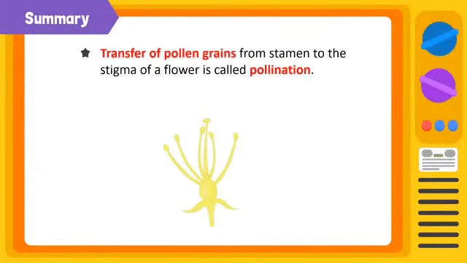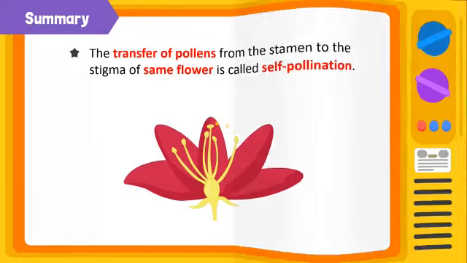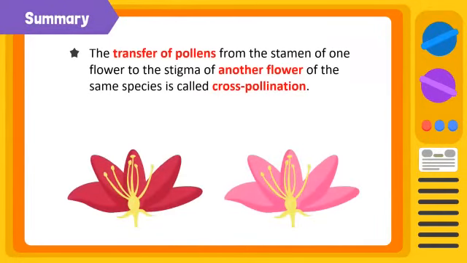The transfer of pollen grains from the stamen to the stigma of a flower is called pollination. The transfer of pollen from the stamen to the stigma of the same flower is called self-pollination. The transfer of pollen from the stamen of one flower to the stigma of another flower of the same species is called cross-pollination. Cross-pollination needs agents for pollination such as animals, insects, wind, or water.